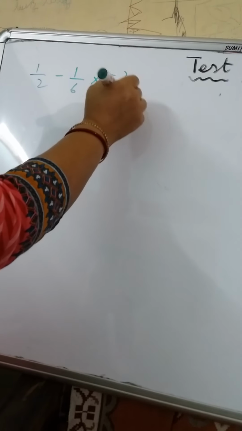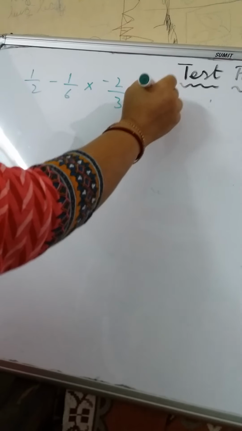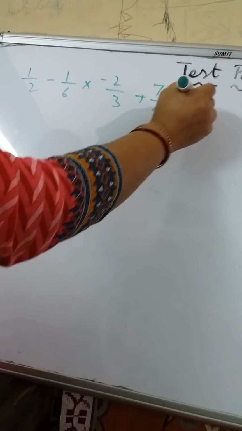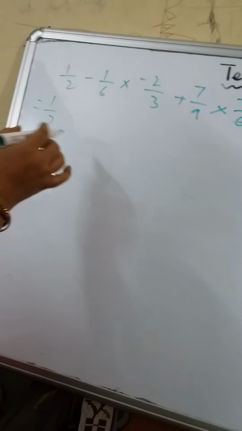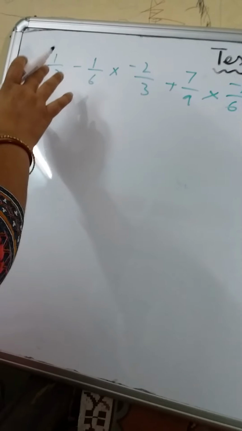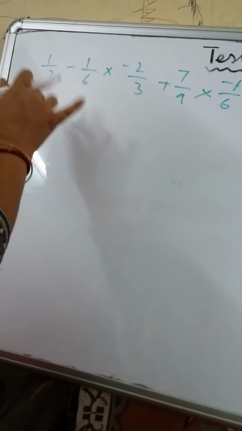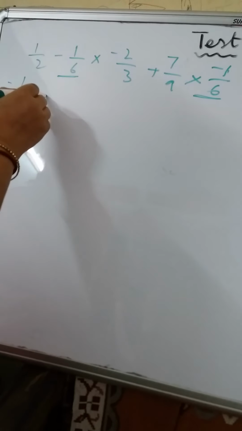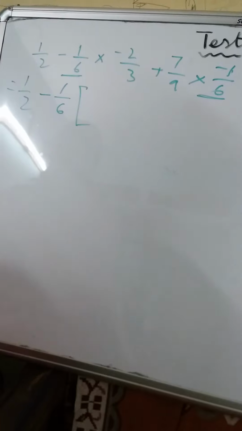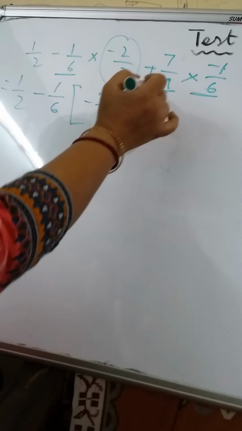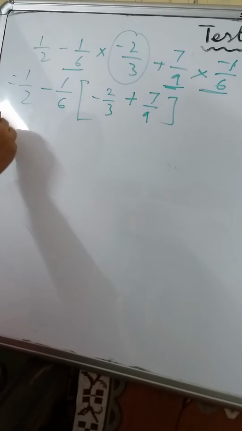One by 2 minus 1 by 6 into minus 2 by 3 plus 7 by 9 into minus 1 by 6. So you have to use properties here. It's not only to calculate this, you have to use properties also. So minus 1 by 6 and minus 1 by 6 is common here. So I will take that common, and what will remain here? Minus 2 by 3 will remain here, plus, and what will remain here? 7 by 9.